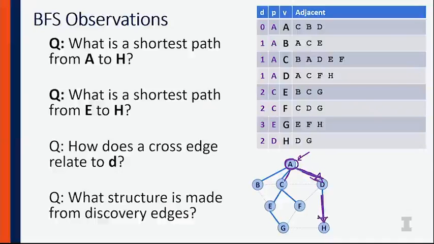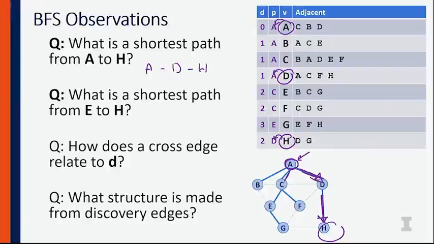Specifically, these discovery edges we usually encode as a predecessor vertex. So if we look at H, H's predecessor is going to be D, D's predecessor is A, and A has itself as the predecessor. So we know the shortest path from A to H is the path among discovery edges, so that's going to be A, D, H.